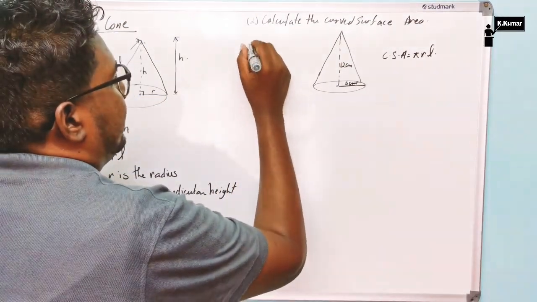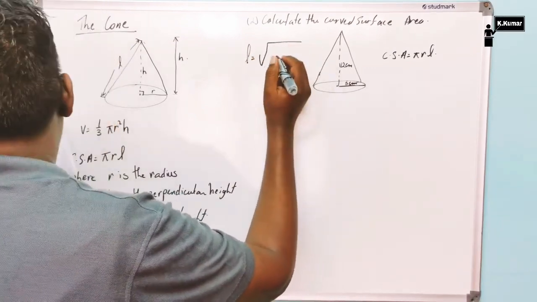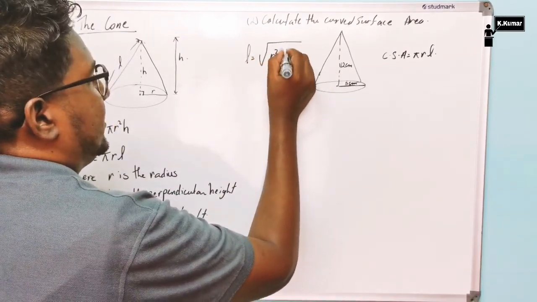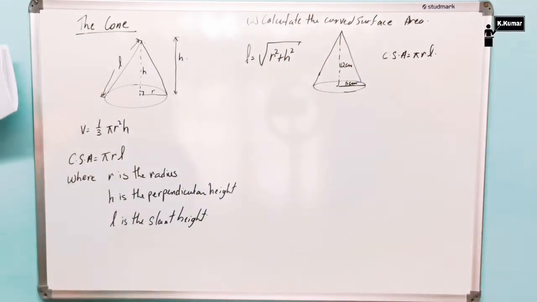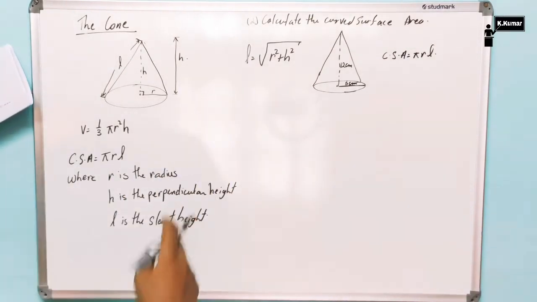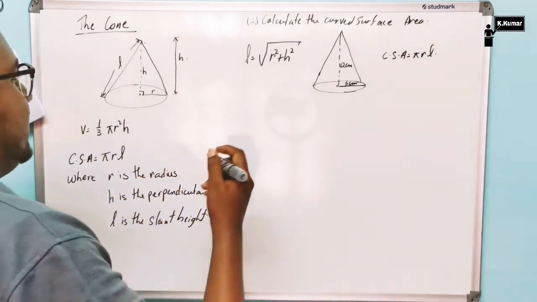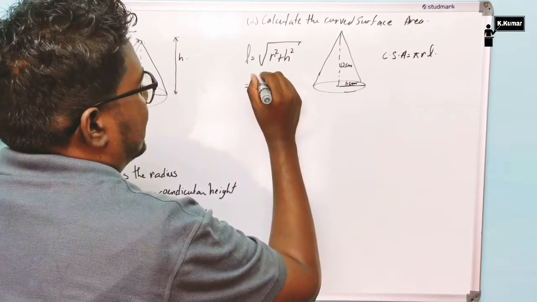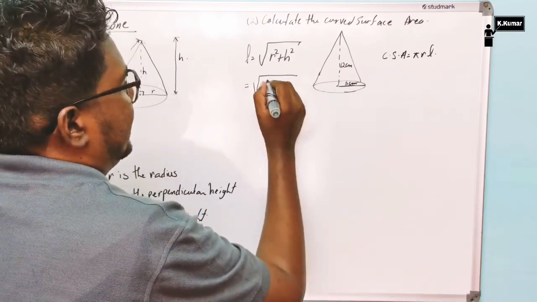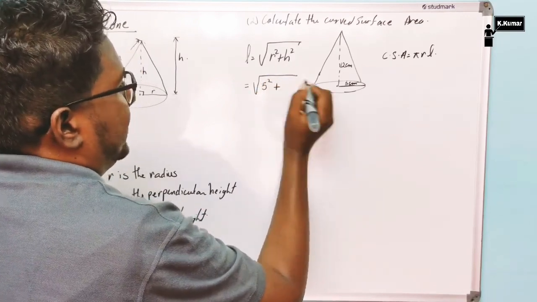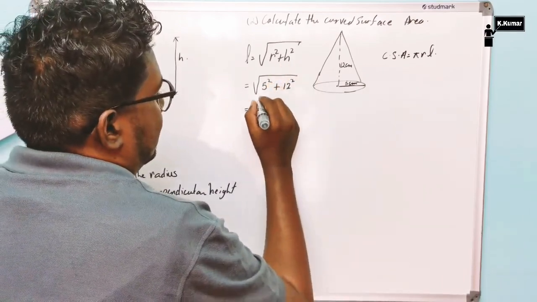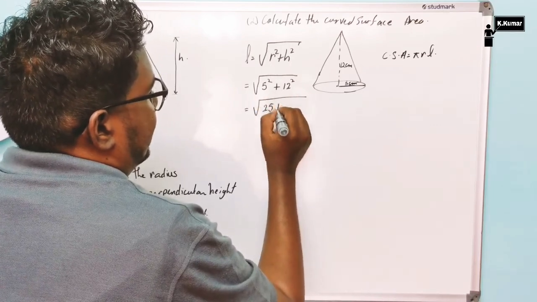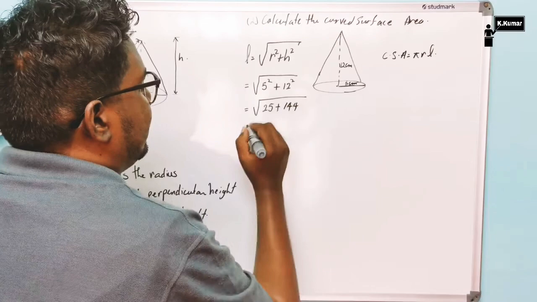So there's a formula to find L. L is equal to the square root of r squared plus h squared. And if you look, we have our radius and we have our height. So before we find the curved surface area in this one, we first have to find our slant height. So let's go and find that. This is going to be the square root of r, which is 5 squared, plus h squared, which is 12 squared. 5 squared is 25, plus 12 squared is 144.